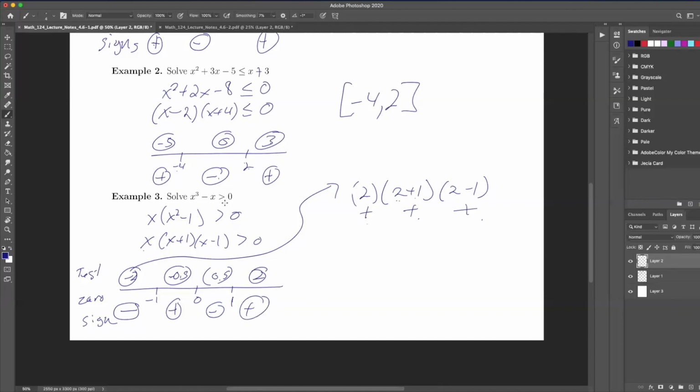Now, which ones do I want? I want this to be greater than, so I want the positive ones. And so I'm going to take from -1 to 0. So from -1 to 0. And I'm going to use parentheses since I'm not including the zeros, there's no equal here. Union, and then from 1 to infinity.